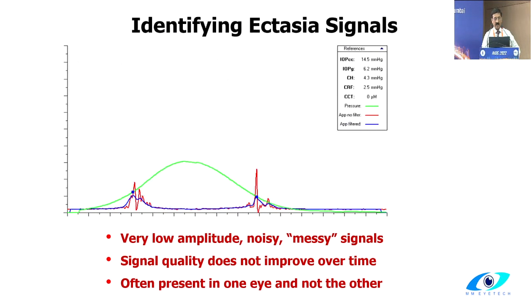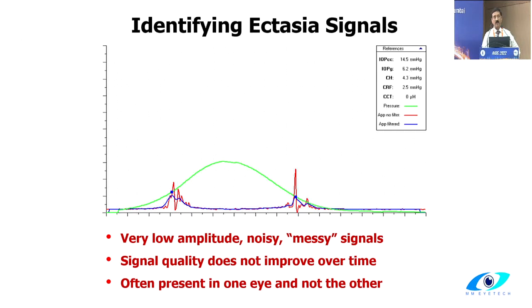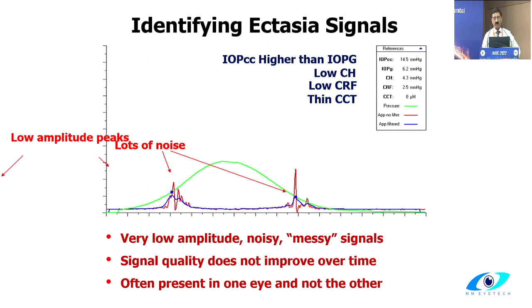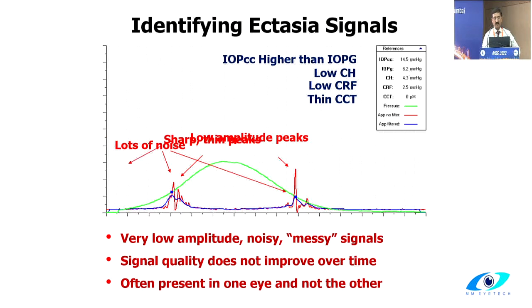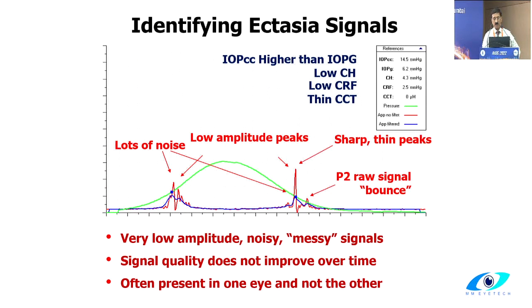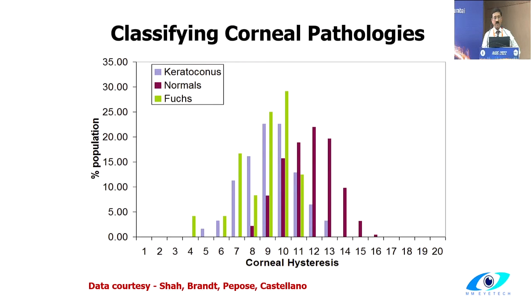In ectasia, again, these signals will match those of keratoconus with a lot of bounce, very low amplitudes and messy signals. And these signatures of the cornea are like diagnostic signatures, at least with this machine. We can use these for classification of corneal pathologies as well.